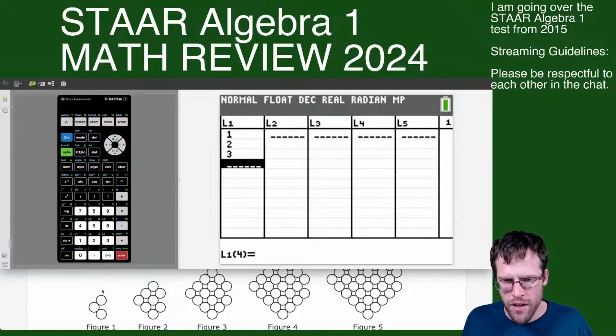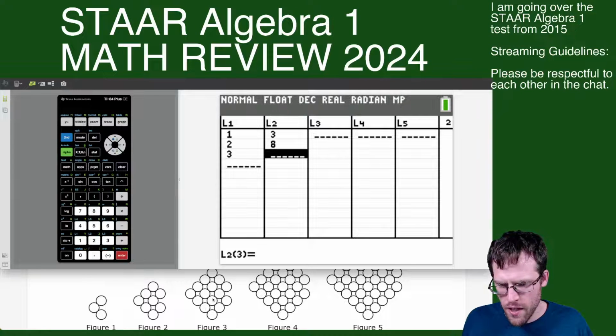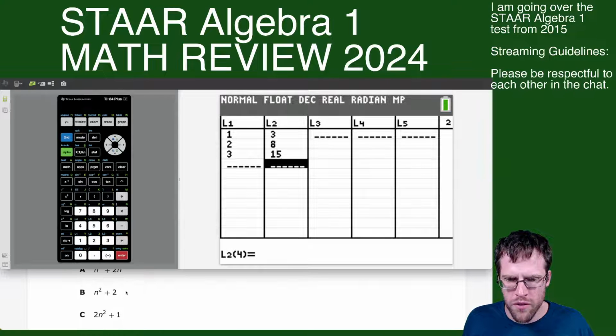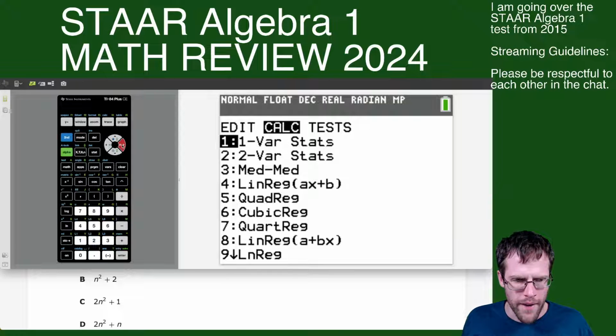But just count. Figure 1 has 3. So we have 3 here. Then we have 4, 5, 6, 7, 8. And then after this one, we have 3, 4, 5, 6, 7, 8, 9, 10, 11, 12, 13, 14, 15. Okay, so just record the figure number and the number of circles. And this is a quadratic relationship because all the answer choices are in the form of a quadratic. So here, I can just go to Stats, Calculate, and do a quadratic regression.